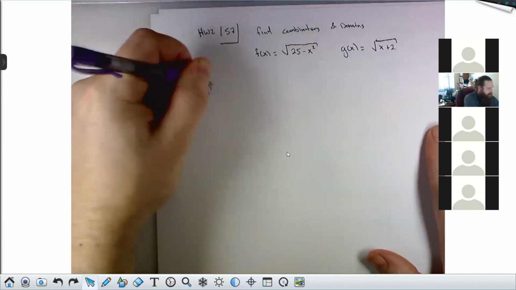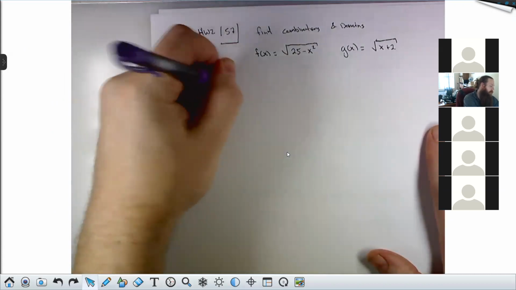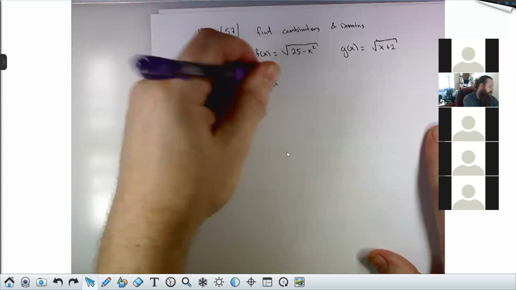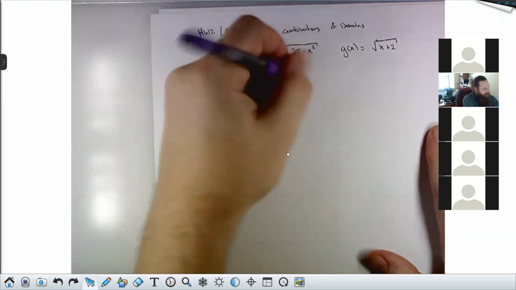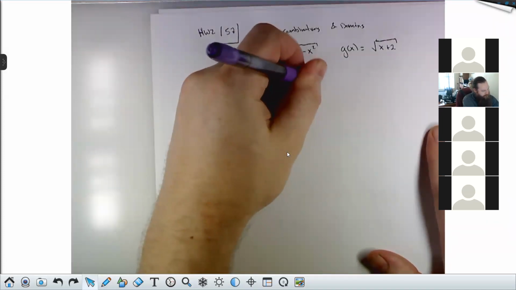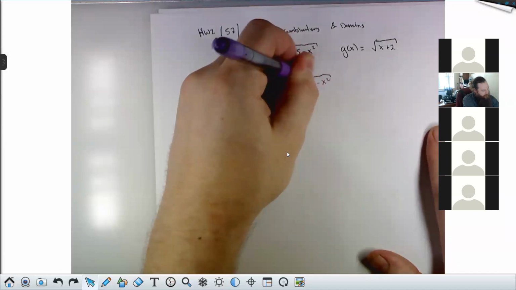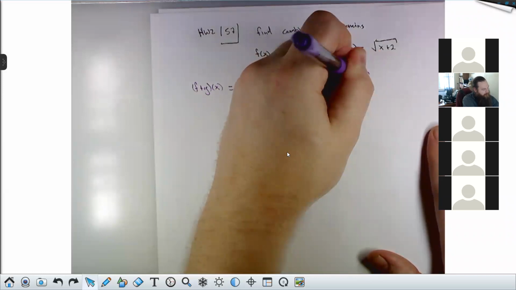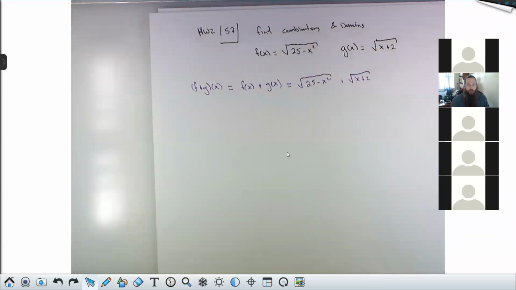F plus g is f of x plus g of x, which is the square root of 25 minus x squared plus the square root of x plus 2. And there's nothing more we can do with this because of your order of operations, right?